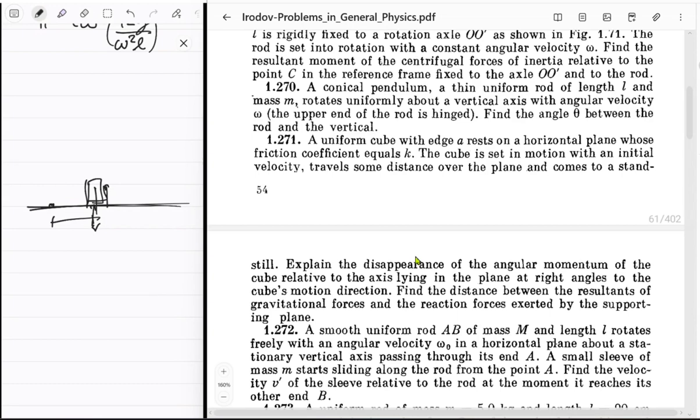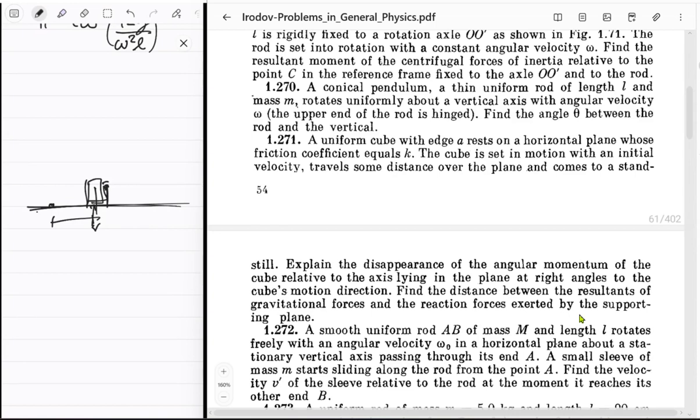With angular momentum. So now they want us to find the distance between the resultants of the gravitational forces and the reaction forces exerted by the supporting plane. What is meant by gravity? Just the mg force, and the reaction forces. So you got this as well as the friction. That's weird. I mean, the friction could act at any point. It will still produce the same torque about this point. We don't care about that. About the center of mass, our angular momentum is zero throughout. So that would, I think, give you the point of application of the friction force in that case.